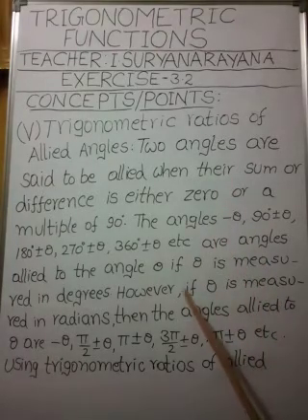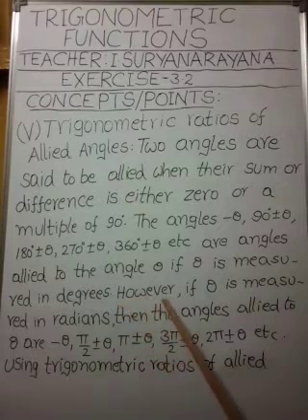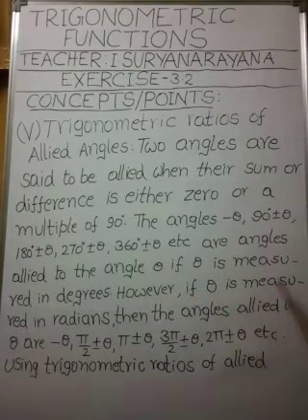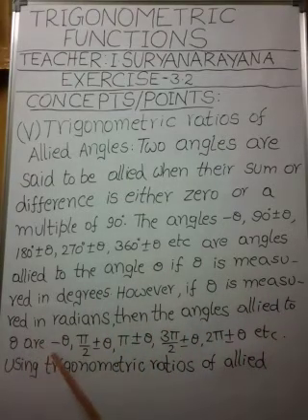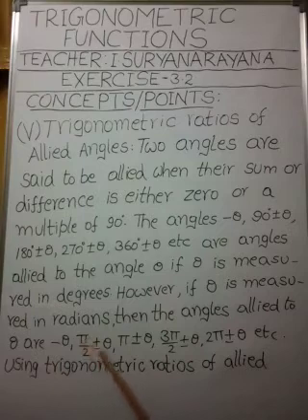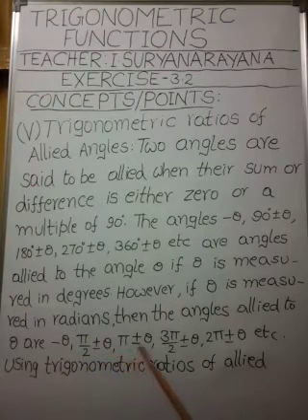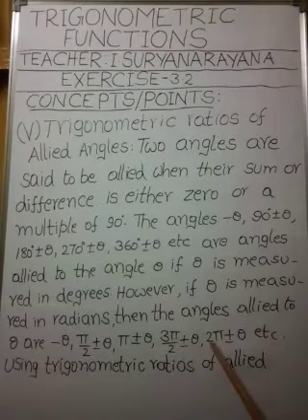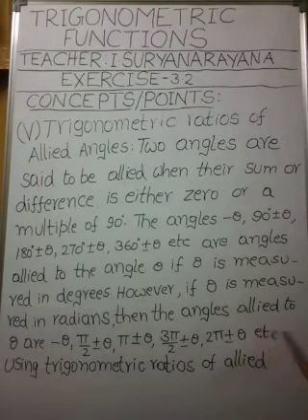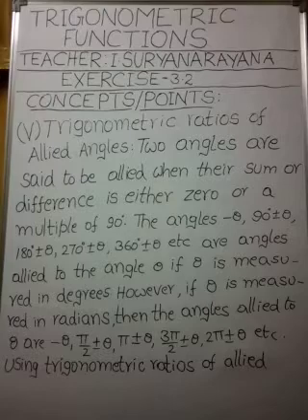I will repeat this point. However, if theta is measured in radians, then the angles allied to theta are minus theta, pi by 2 plus or minus theta, pi plus or minus theta, 3 pi by 2 plus or minus theta, 2 pi plus or minus theta, etc. Understood this point, my dear children? Right.